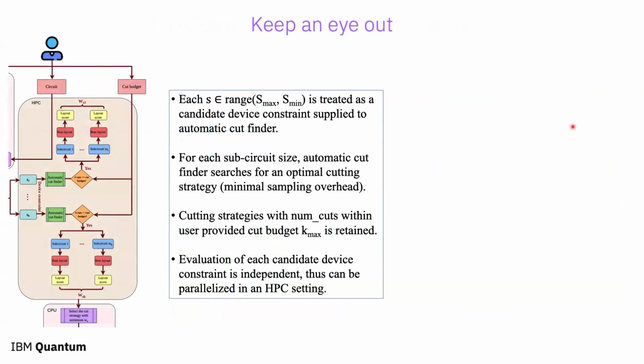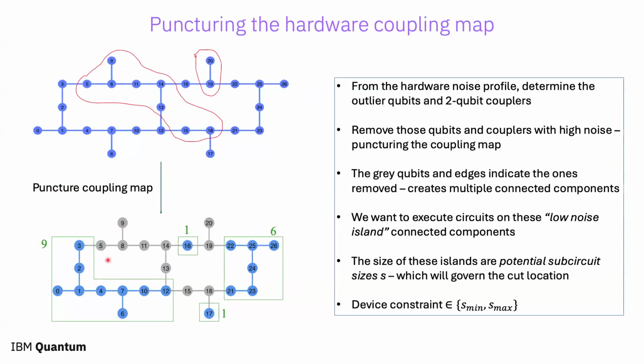The other problem is, let's say that I have my 10 qubit circuit, which I can map very efficiently on this hardware coupling map, on the original coupling map.